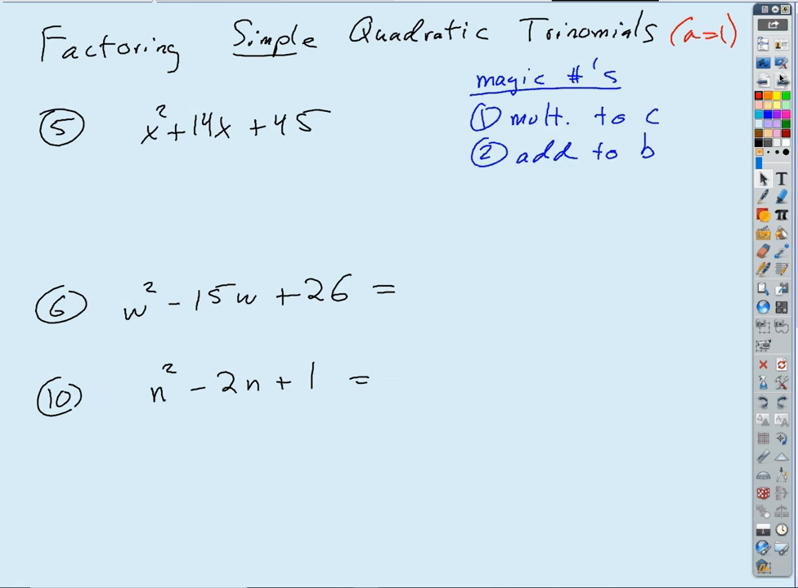All right, so next step. We're going to skip that for now. We already did one of those. Okay, factoring simple quadratics. And this might be as far as we get today. That's all right.